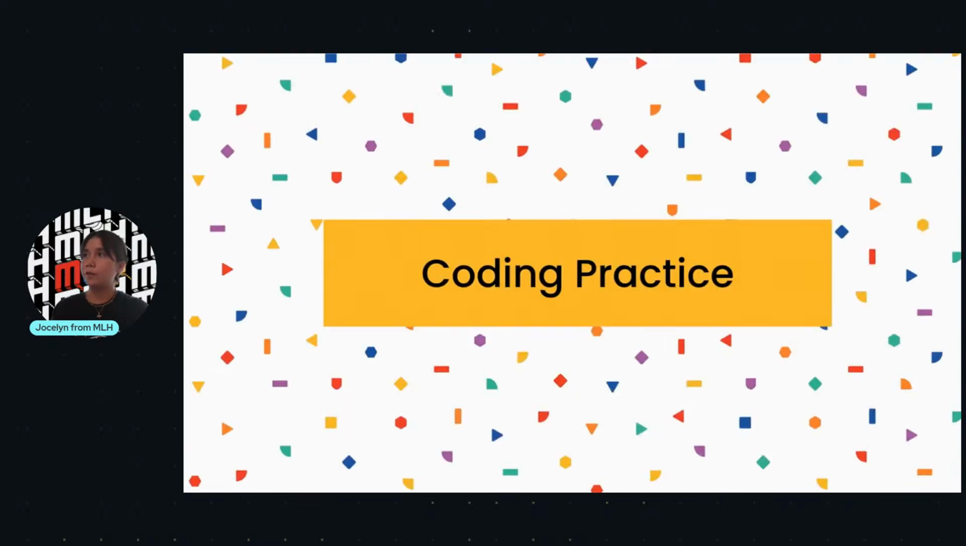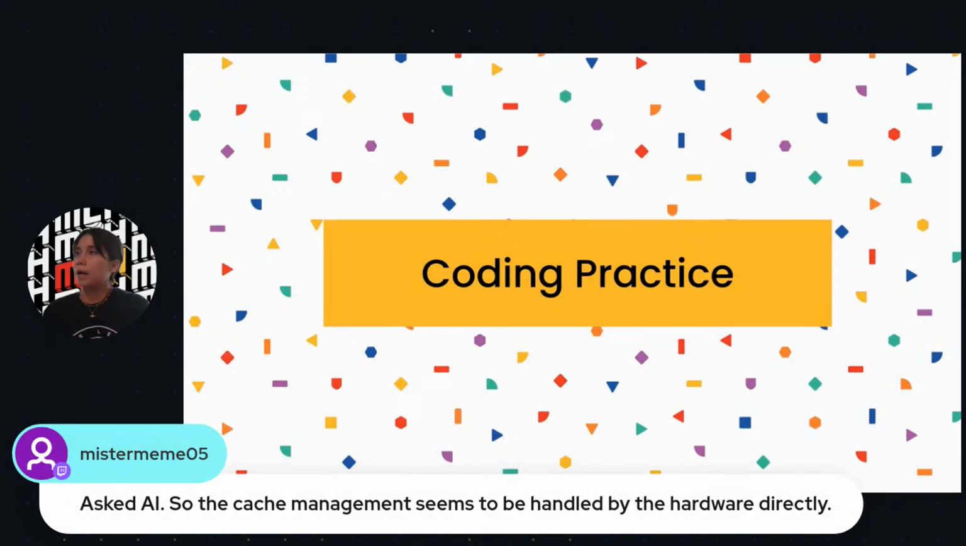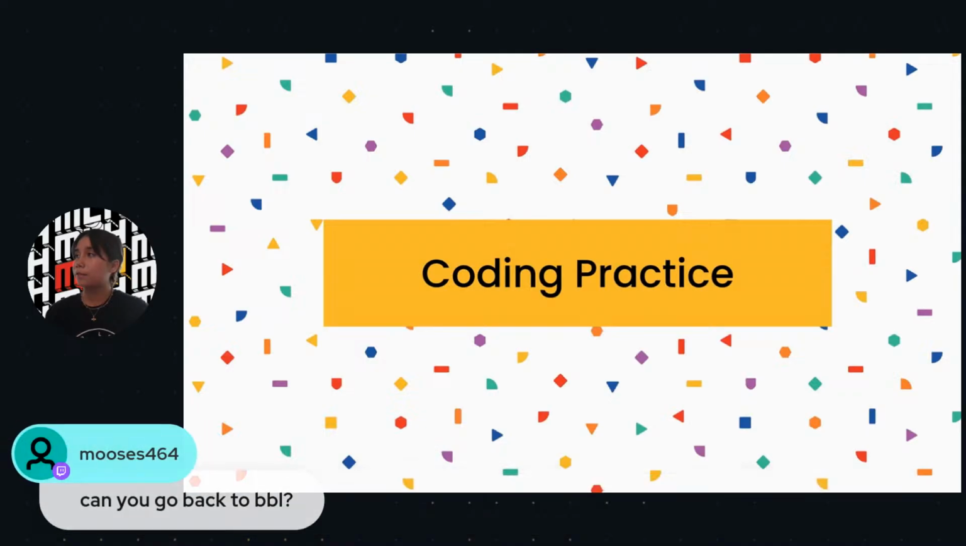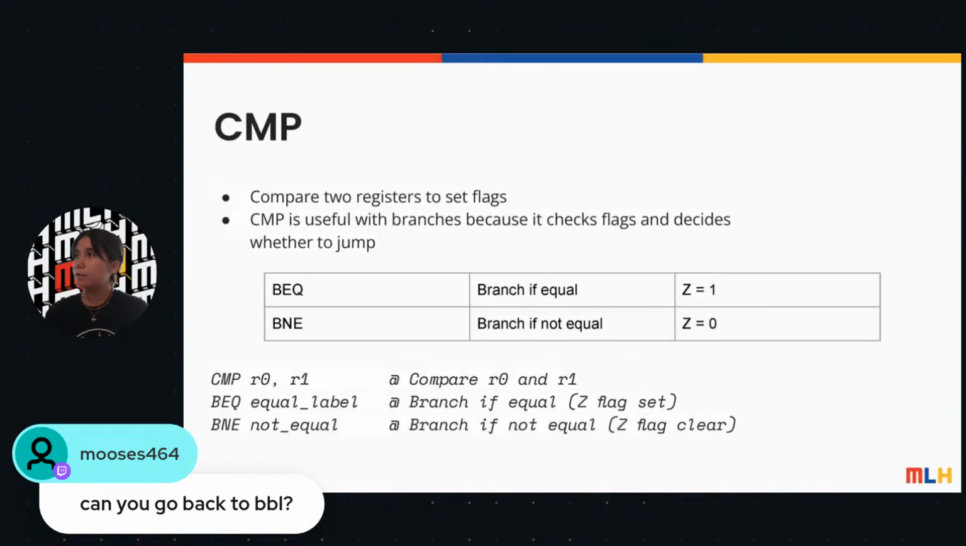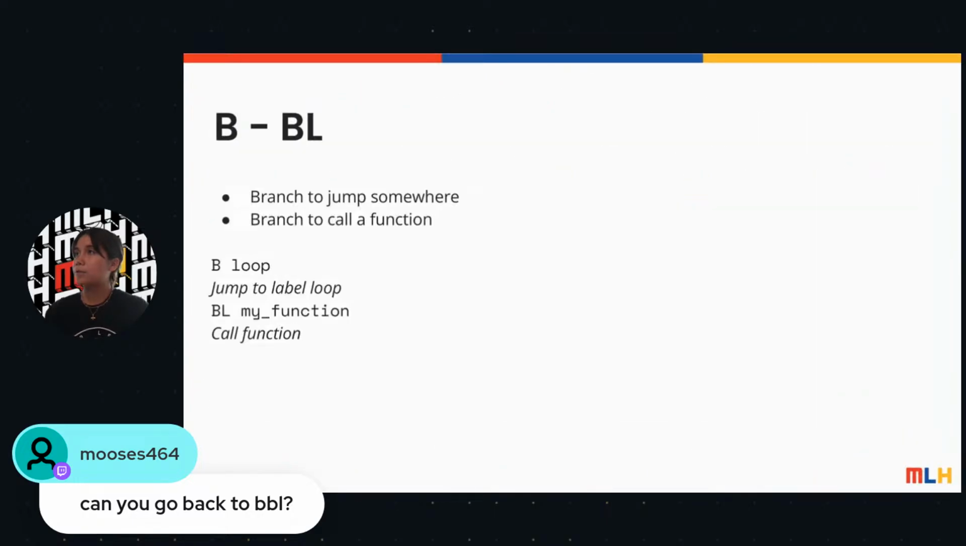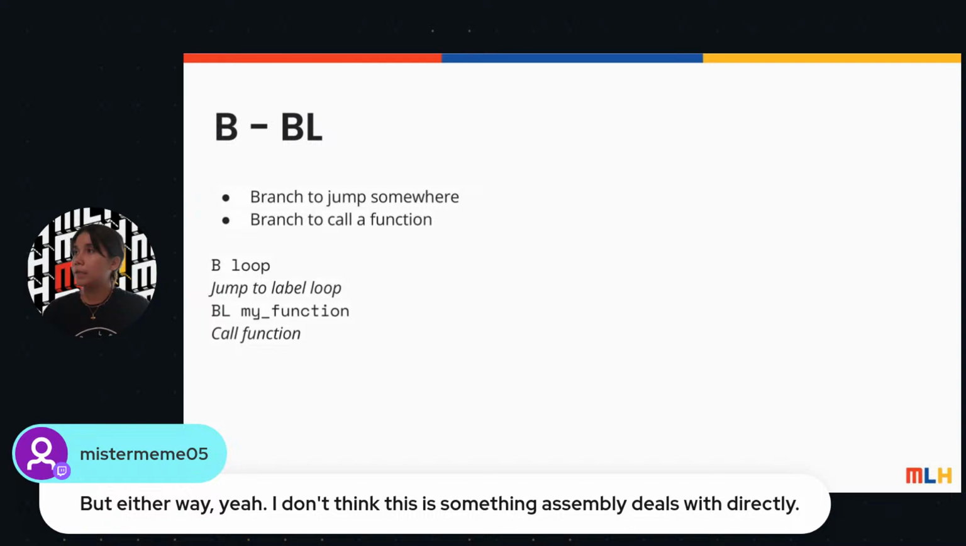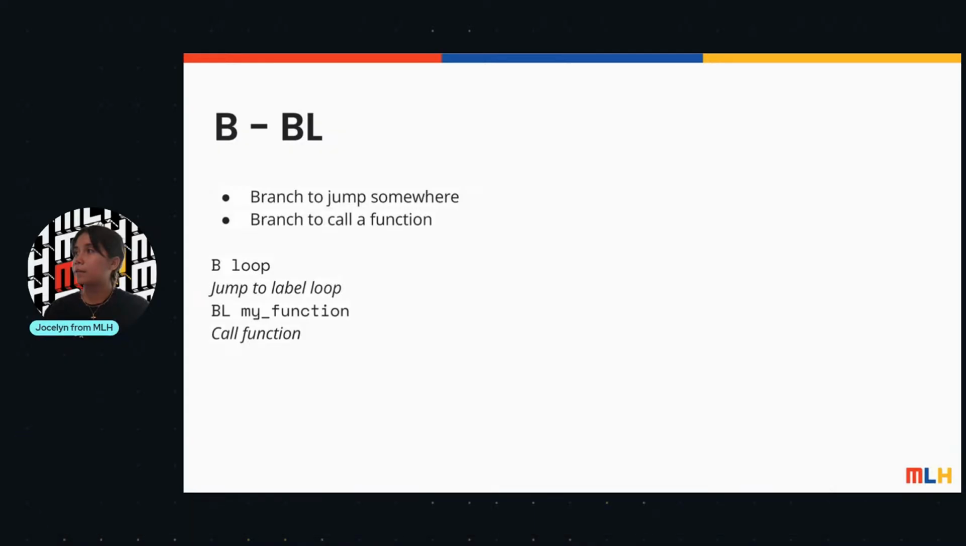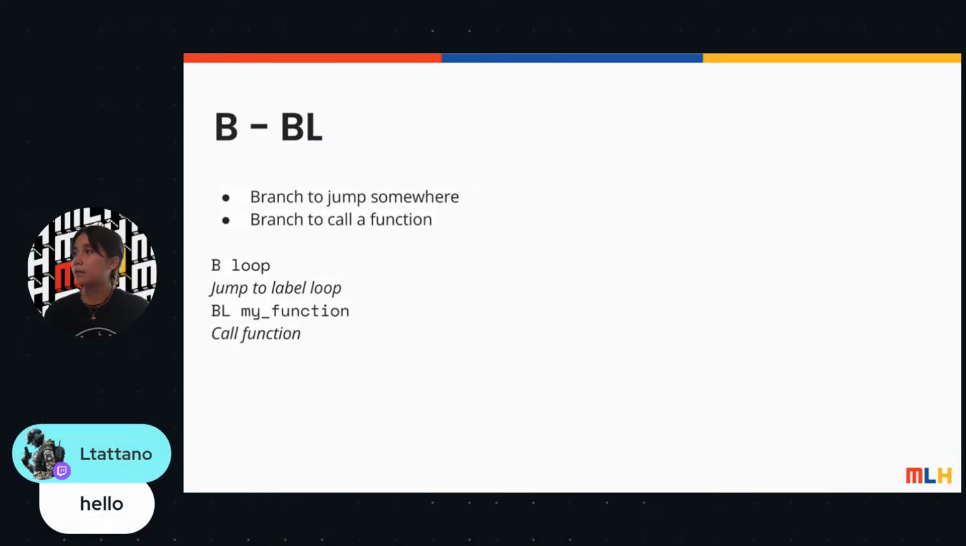Okay, so moving on in here, I'm going to change it, and I'm also going to read your comments. So, asked AI, the cache management seems to be handled by the hardware directly. Yeah, then it doesn't relate itself. Can you go back to the branches? Yep, of course. Let me go back. This one you mean? But either way, I don't think this is something assembly deals with directly. You're right, and thanks for clarifying. Never mind.